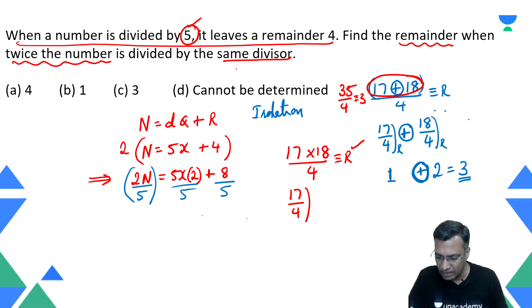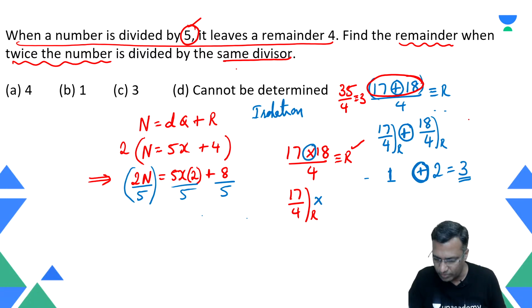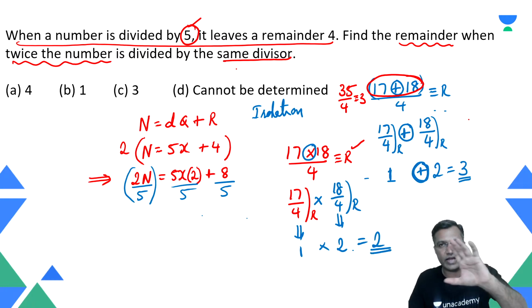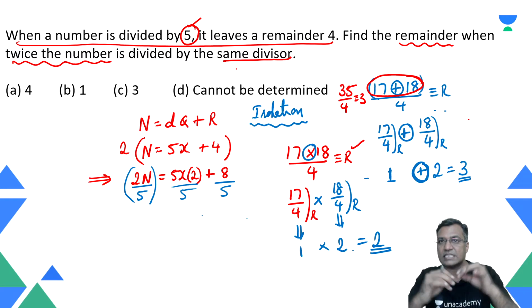17 by 4, figure out what is the remainder. Since there is an into here, use into in between, and 18 divided by 4, what is the remainder? 17 by 4, the remainder is 1, 18 by 4 the remainder is 2. Multiply them, your net remainder is going to be 2. Very simple technique, right? This is a very powerful tool you learn in high school called the isolation technique while you are trying to find the remainders.